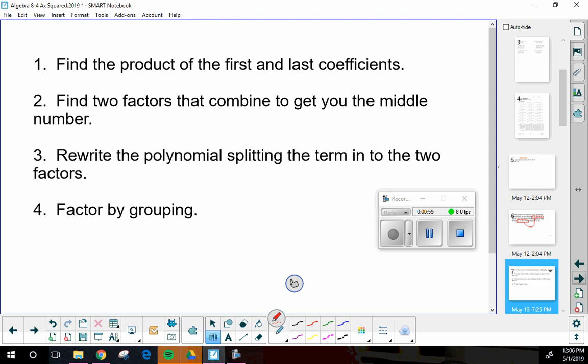The first step is to find the product of the first and last coefficients. Then you need to find two factors that combine to get you the middle number, which is in the B spot. Then you need to rewrite the polynomial, splitting the term into the two factors. And then lastly, you're going to factor by grouping, and that's that. We had a whole lesson on factor by grouping. So right now we're going to pause. You're going to list these steps, and then I'm going to come back and show you exactly what to do for each one of these steps. So this is a great time to pause the video.